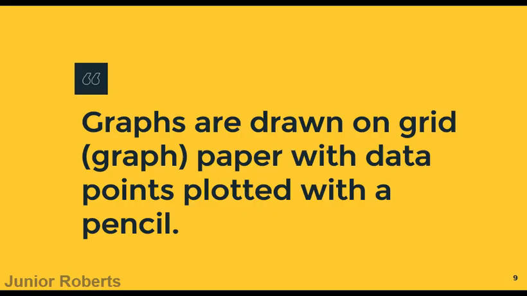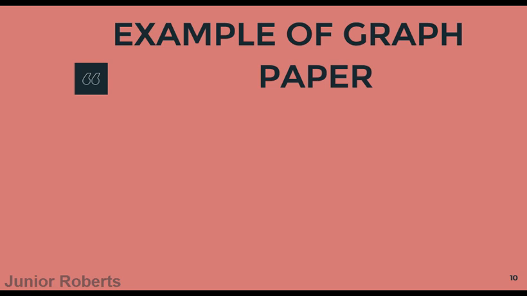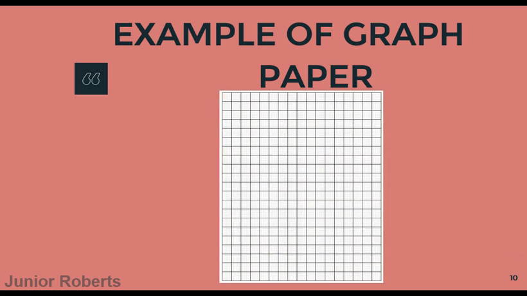Now, graphs are drawn on grid paper, or sometimes called graph paper, with data points plotted with a pencil, right? And here's an example of a graph paper. I'm pretty sure you probably would have seen something looking like this before. So we have our grid paper, which consists of a series of horizontal and vertical intersecting lines, and we use this paper, known as graph paper, to plot our graphs in physics. And again, we will use pencil to plot our data points.